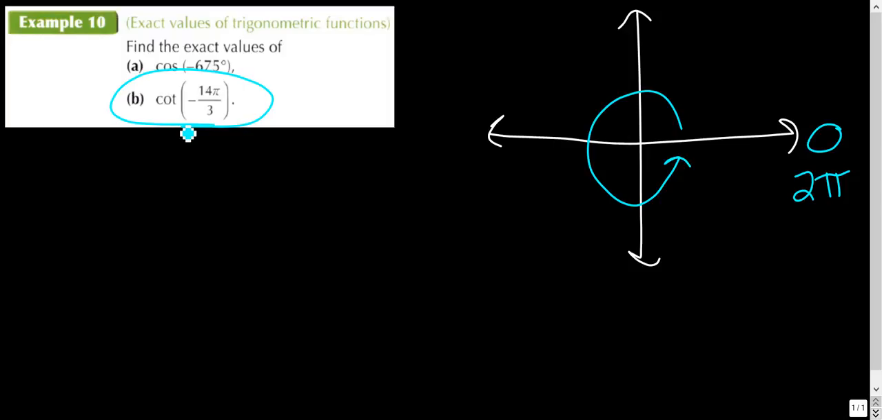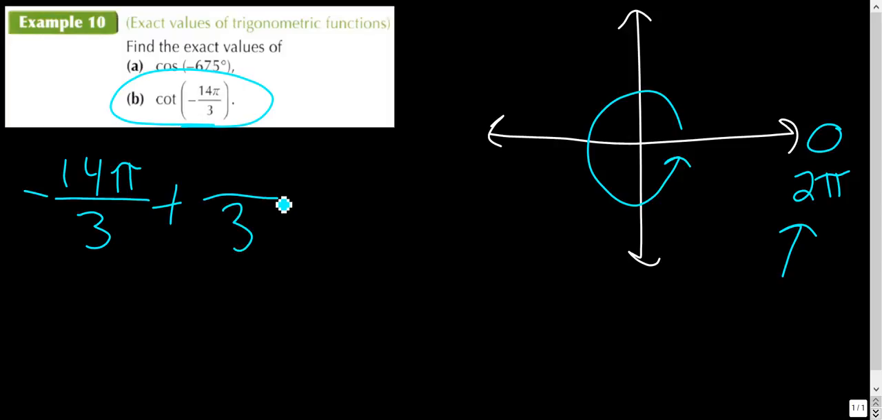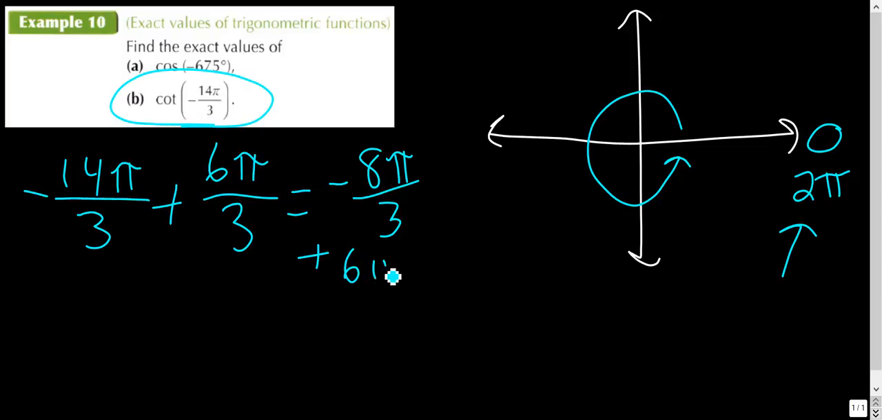So what we're going to do is move it into this range over here between 0 and 2 pi. To do that, these angles are going to have the same properties if we add 2 pi to it, just like adding 360 in the last problem. So I'm going to add 2 pi. Well, to do that, I need my denominator to be 3, and so 2 pi would be 6 pi over 3. So this makes negative 8 pi over 3. I need to add 6 pi over 3 again to that. That makes negative 2 pi over 3.